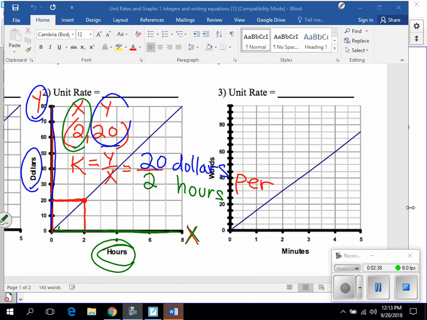So let's take a look at what our answer will be. If you take 20 and you divide it by 2, you're going to get 10. When you record your answer for unit rate, you want to also put the units. So this is $10 per hour. Remember, in a proportional relationship, the unit rate is going to be the same throughout the entire graphed line.